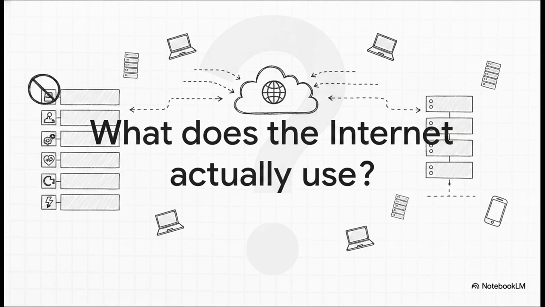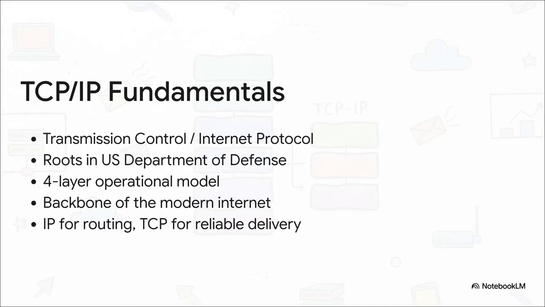Because, believe it or not, there are no real working implementations of the full 7-layer OSI model on modern operating systems. Crazy, right? Well, the answer is TCP/IP. That stands for Transmission Control Protocol and Internet Protocol. The roots of this model actually trace all the way back to the U.S. Department of Defense and the ARPANET project back in the 1970s. And amazingly, it evolved into a highly practical 4-layer operational model.